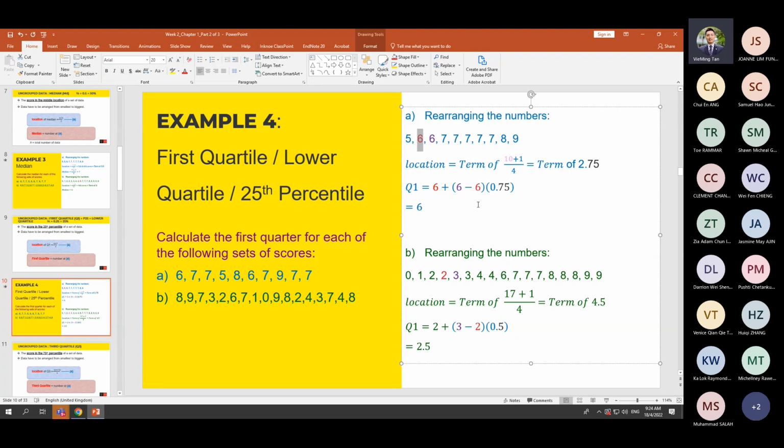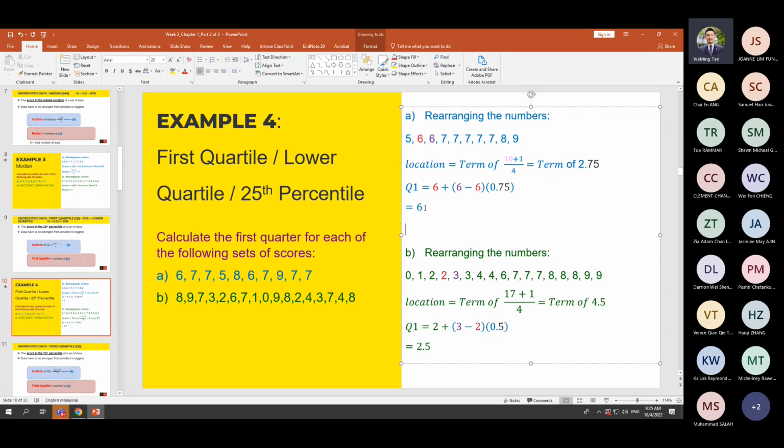Multiply 0.75. How do we get 0.75? It is from this part, from your step 2 just now. And we know that 6 minus 6 is equal to 0. Multiply 0.75 by 0, plus 6 is equal to 6, answer. Exactly equal to 6 for this question, Q1.